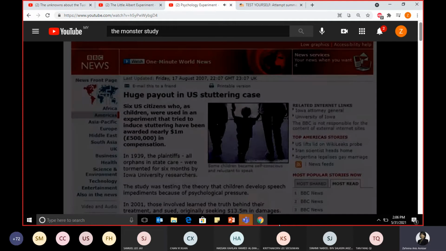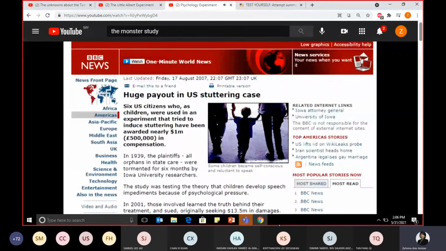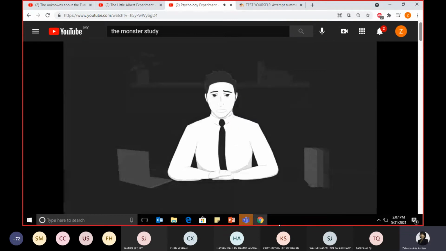On 17th August 2007, 7 of the orphan children were awarded a total of $1.2 million by the state of Iowa for lifelong psychological and emotional scars caused by 6 months of torment during the University of Iowa experiment. The study learned that although none of the children became stutterers, some became self-conscious and reluctant to speak.